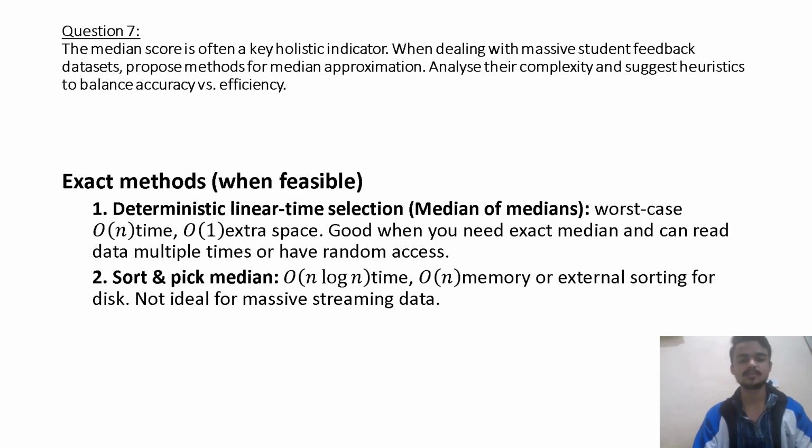Exact methods, when feasible: deterministic linear-time selection, median of medians. It takes O(n) time and O(1) extra space. Good when you need the exact median and can read data multiple times with random access. Sort and pick the median: O(n log n) time and O(n) memory, or external sorting for disk. Not ideal for massive streaming data.